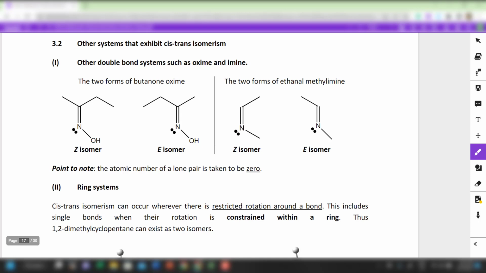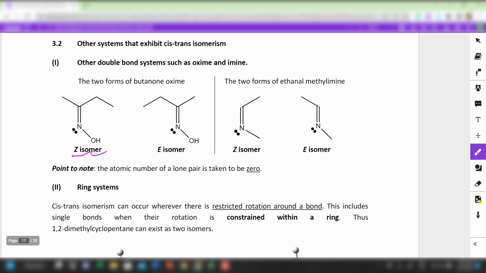You might have encountered this in H2. We are not only expecting a CC double bond. Anything with a pi system is likely to exhibit cis-trans isomerism if the sp2 hybridized carbon is bonded to unique groups. For example, in our case here, this butanol oxide is designated as a Z isomer.